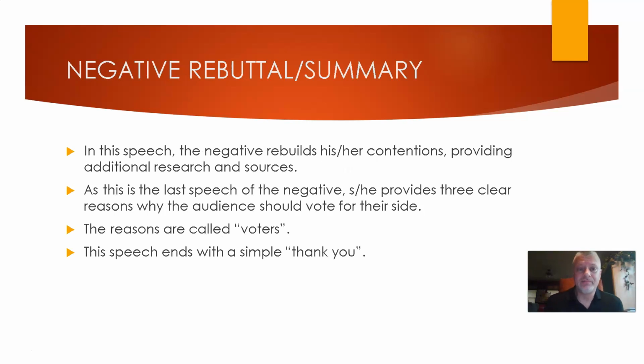The negative rebuttal, which is also called the negative rebuttal summary, happens after the affirmative rebuttal. And in this speech, the negative gets to rebuild his or her contentions, contention 1, contention 2, providing additional research and sources. But this is also the last speech of the negative, so she or he gets to provide 3 clear reasons why the audience should vote for their side before they end for the time. And these reasons are called voters. And the voters are simply that: why should you vote for my particular side? And then that speech will end with a simple thank you.